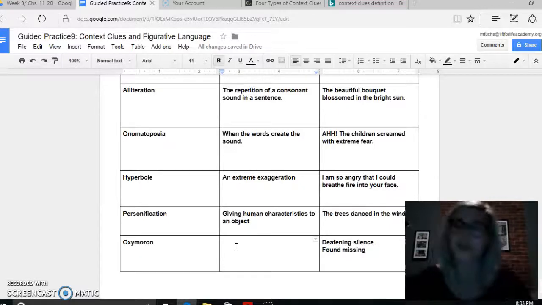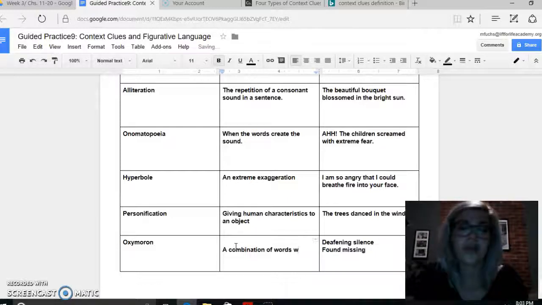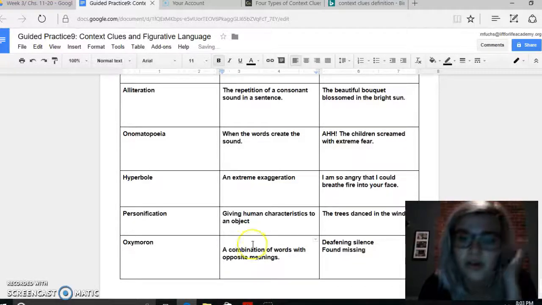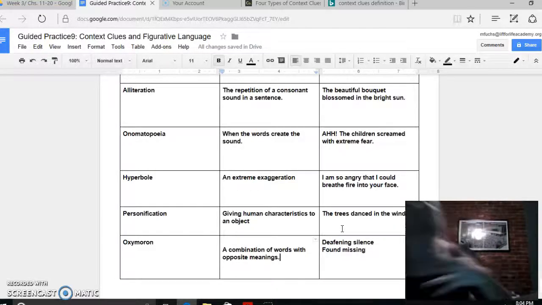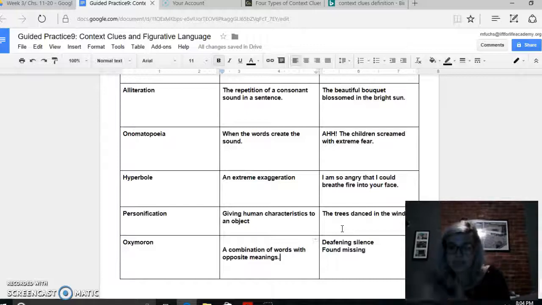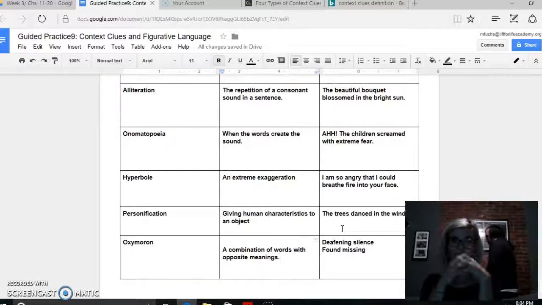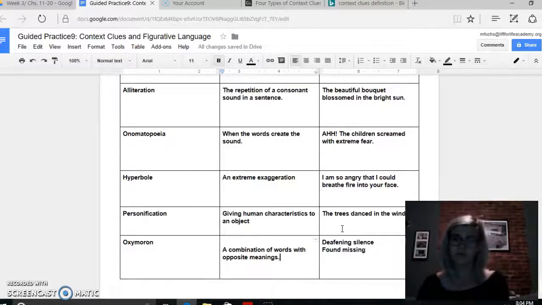And an oxymoron is a combination of words with opposite meanings. So we have these a lot in our language. So deafening silence. So deafening means like extremely loud and aggressive. But silence is like, oh, it's completely no sound. So deafening thinks of like super, super loud, and silence is nothing. So putting it together is an oxymoron. Or if the police go, and this girl was found missing. If she's missing, she's not there, but she was found. So it's an oxymoron because she was found missing. All right?